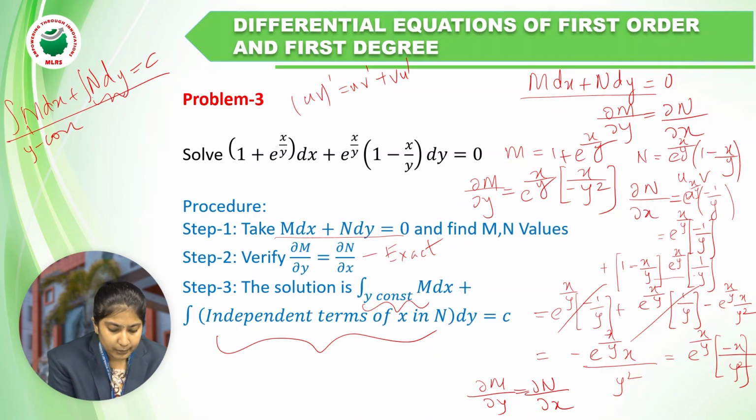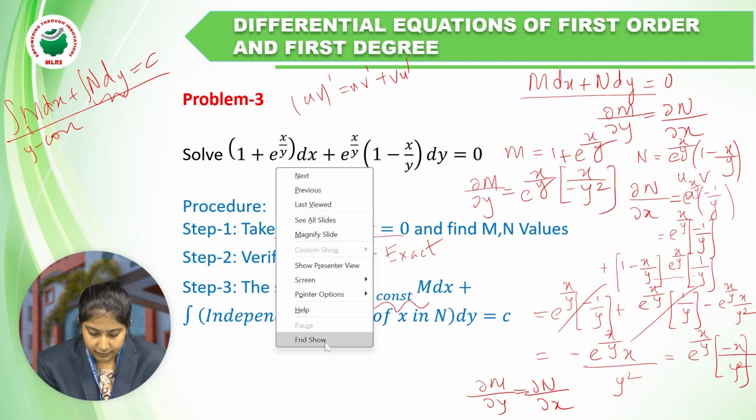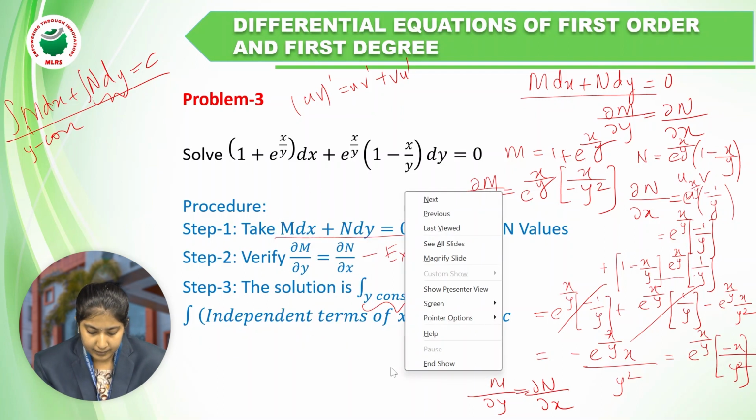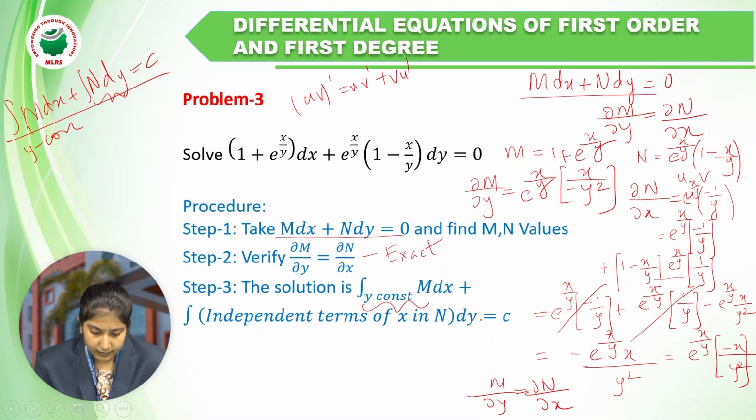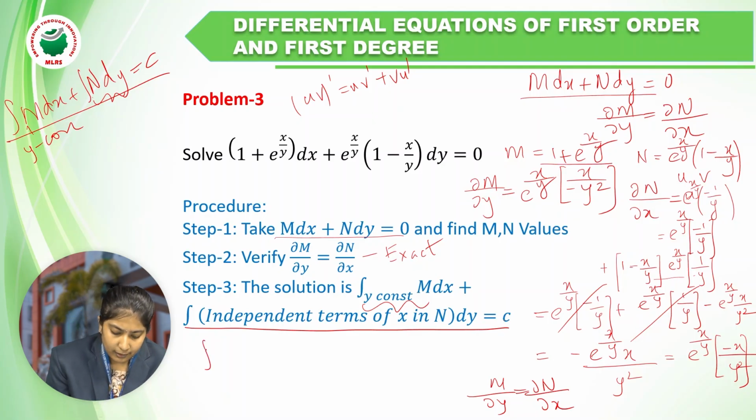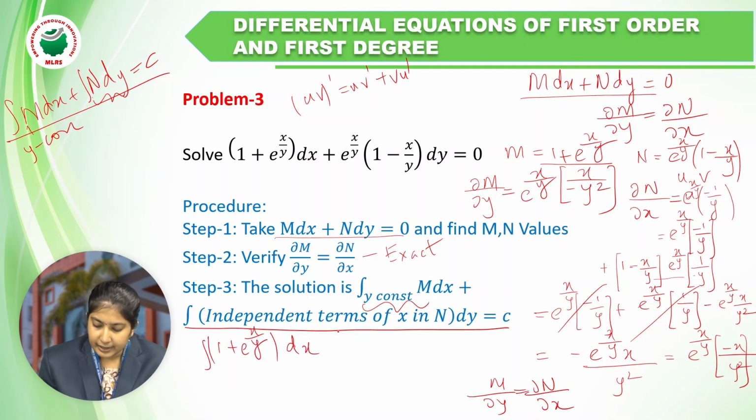Okay. So I am doing the next problem, next solution here, since I don't have sufficient place here. Now what is M here? This is M, right? So integral of 1 plus e power x by y into dx plus integral of N, anyways, in N, I'll write here N, into dy is equal to c.